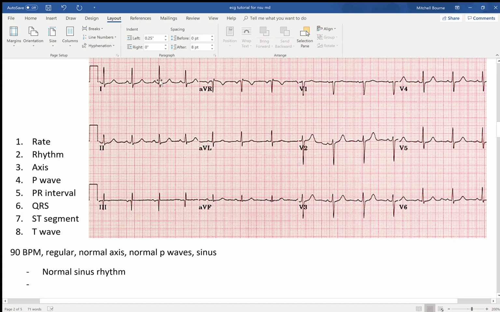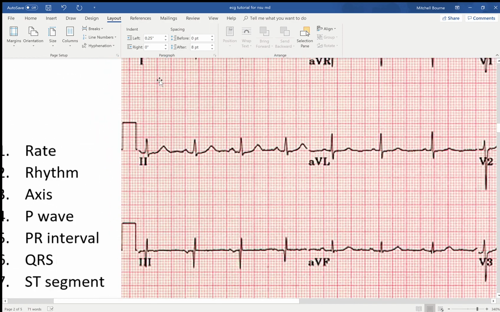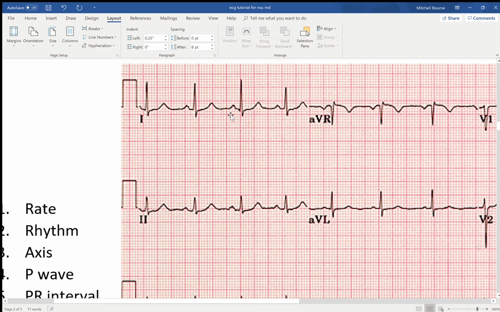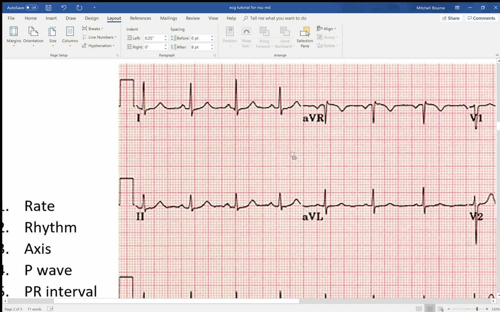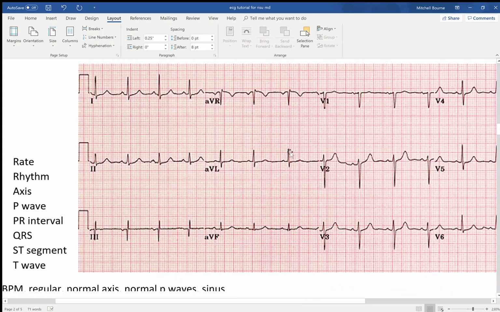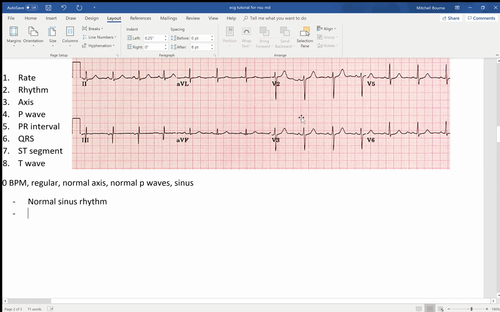So it's important. If we zoom in and find a nice P wave that we like, let's start here. If you look, it starts roughly on the beginning of the second little box. It's kind of blurry. So we've got one little box, two, three, four little boxes. Each little box is 0.04 seconds, or 40 milliseconds, times 4. It's 160, which is good. So normal PR interval, so no first degree AV block.